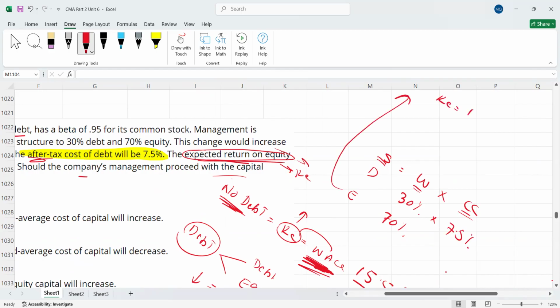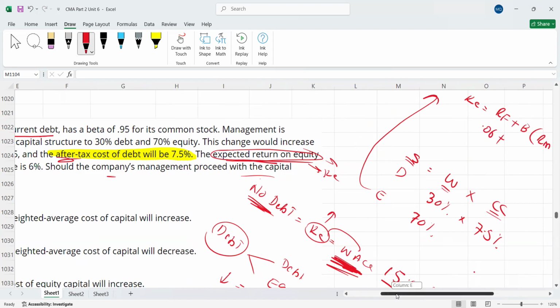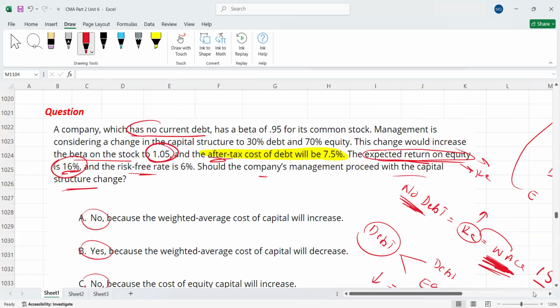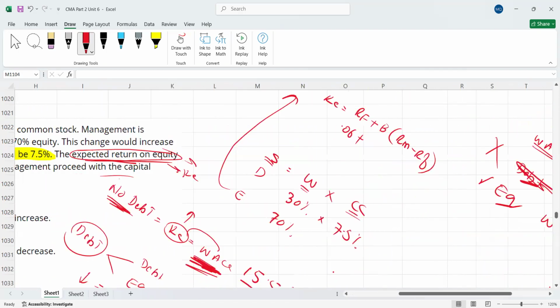Cost of equity equals risk-free rate, because now beta has changed, plus beta times (RM minus RF). Risk-free rate is 6%, 0.06. The new beta after that is going to be 1.05, into RM which is 16% minus risk-free which is 6%. So if you solve this, how much will you get for cost of equity, guys? Maybe it will be 16.5%. I'm not sure, just check. 16.5%. So we'll multiply by 16.5%.